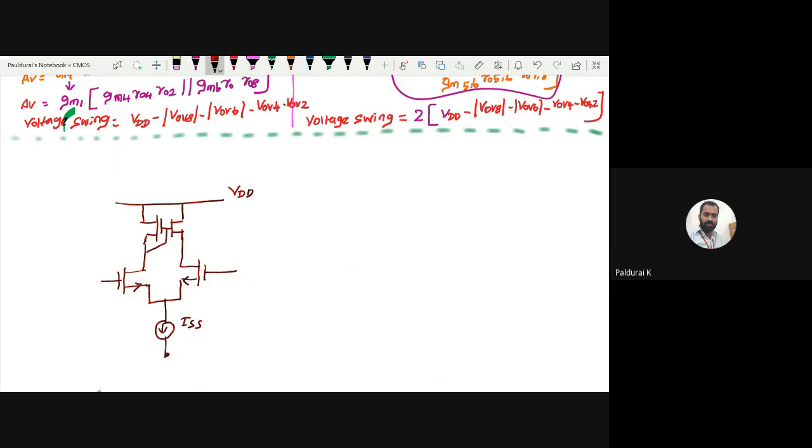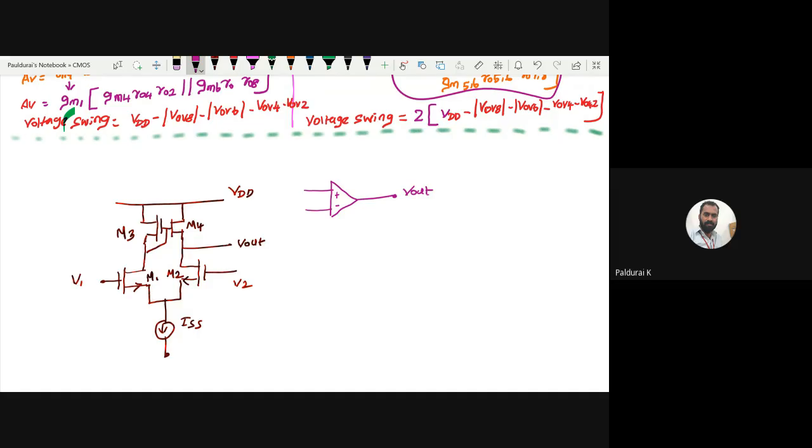Right, single ended, so diode connected. This is my V1, this is my V2. Here we are measuring the output, only one output, M1, M2, M3, M4. This is my M1, M2. Okay, now this is my single ended op-amp, right? Single ended, plus minus, right? This is my output.